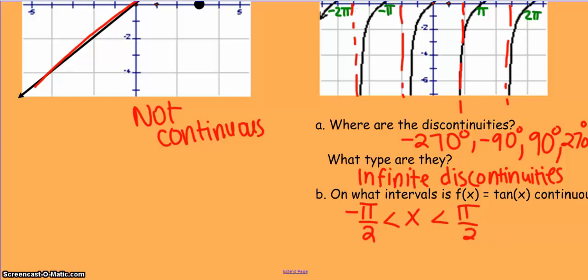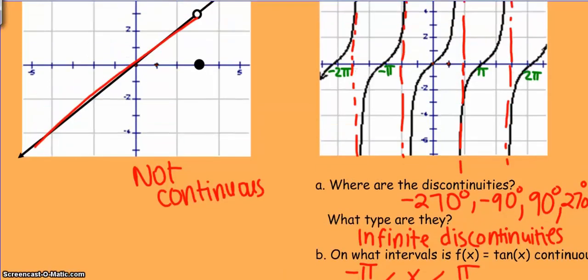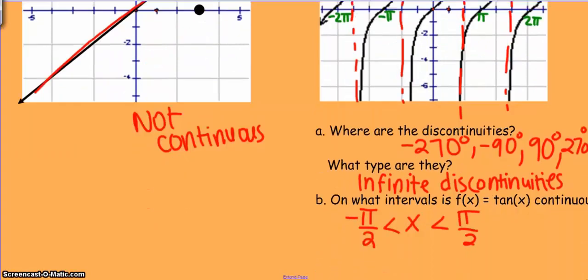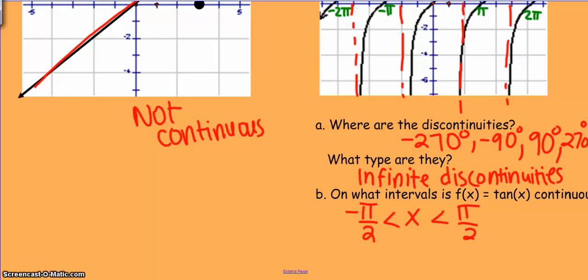All right, if we scroll up, we say, where else is our graph continuous? So we also have pi over 2. So x is between pi over 2 and 3 pi over 2.